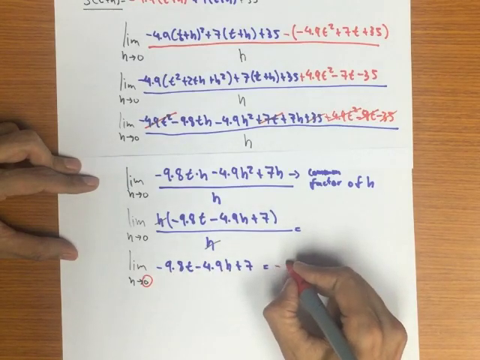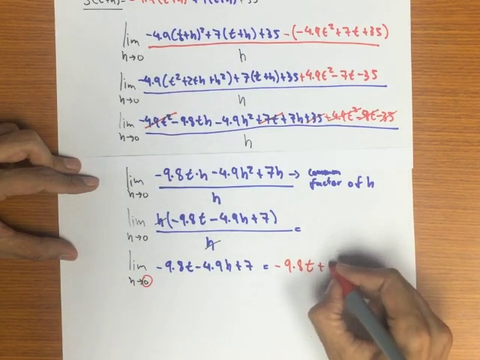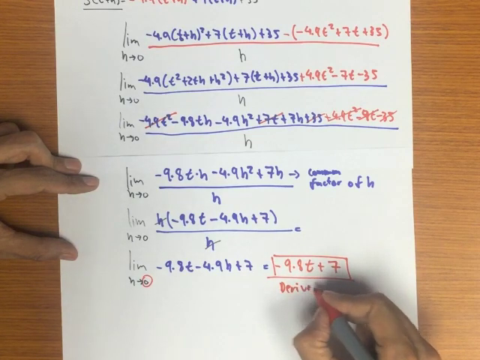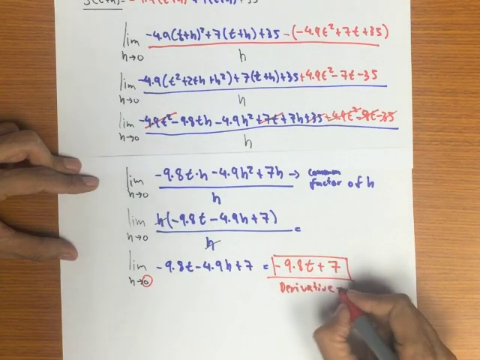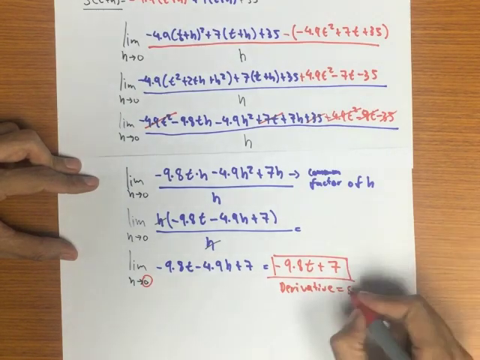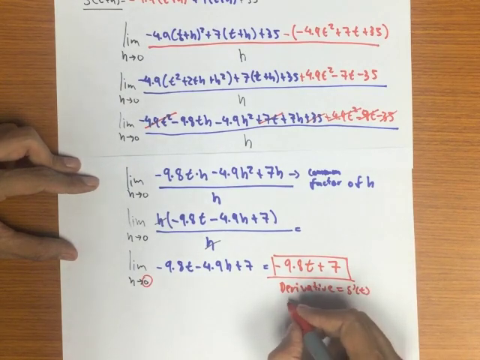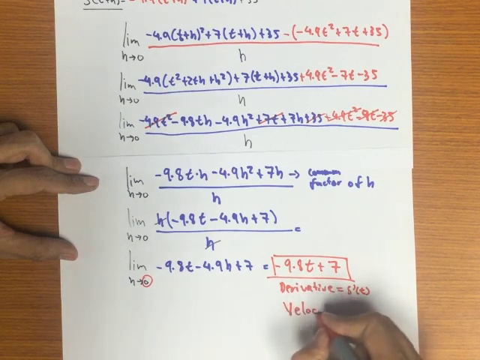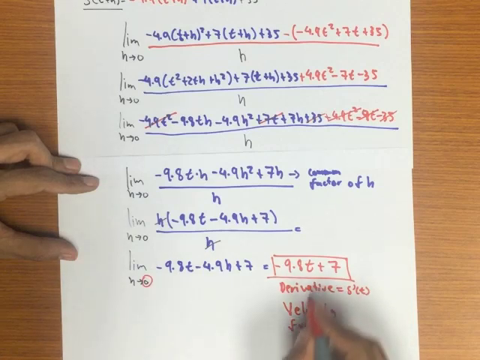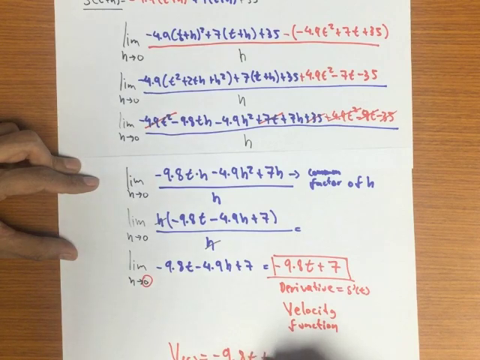And you will see that at last you will have negative 9.8 times t plus 7. And this one is the derivative of the position function. One way to express that derivative in mathematical notation is s prime of t, and the derivative of the position function is the velocity function. So you have found the velocity function. The velocity function will be v of t is equal to negative 9.8t plus 7.